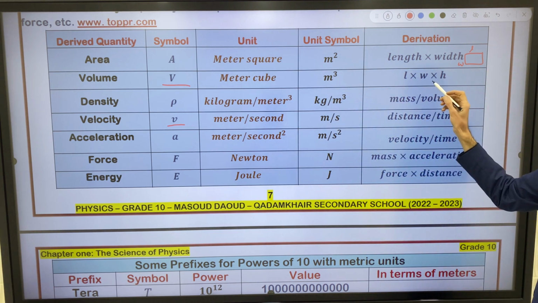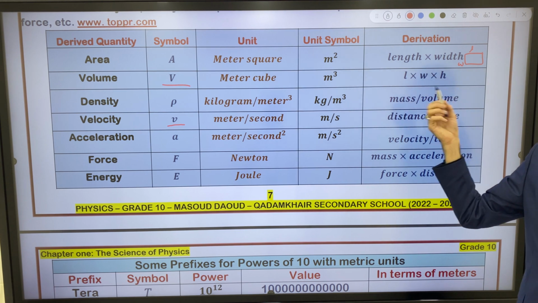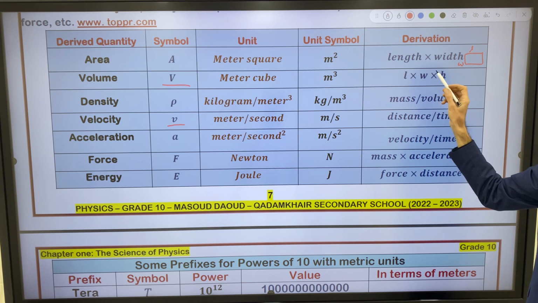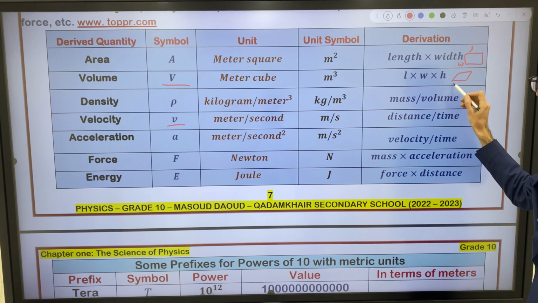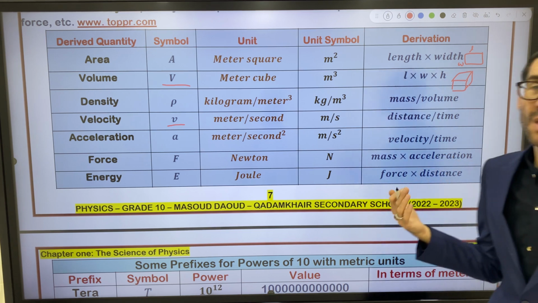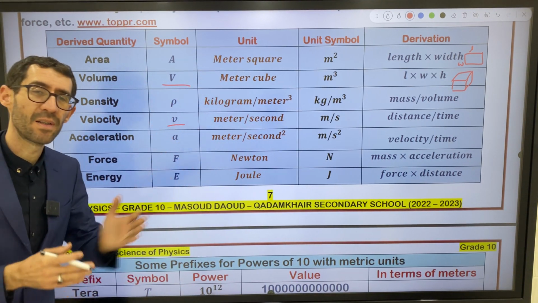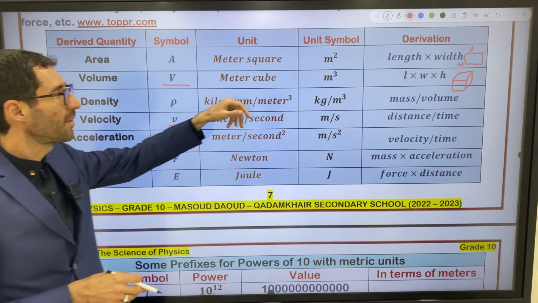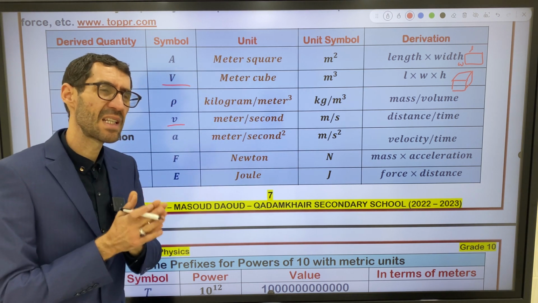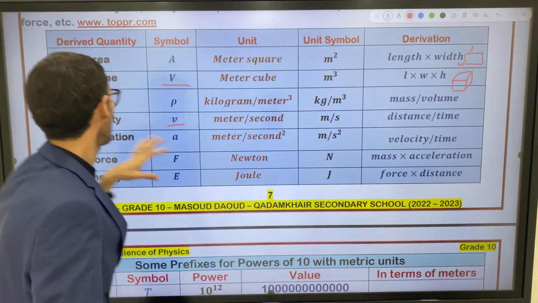This is the symbol, and the derivation of volume comes from length times width times height. Like this cube, for example, it has a volume. So any 3D object has a volume. Volume is not dedicated only to 3D objects, but in general, no problem. I say 3D object because we have 3 dimensions, right?